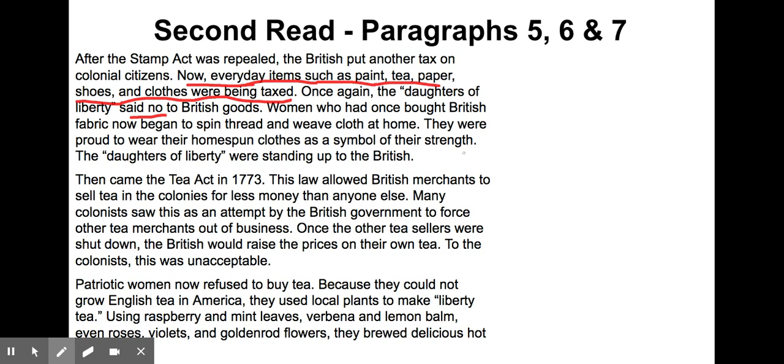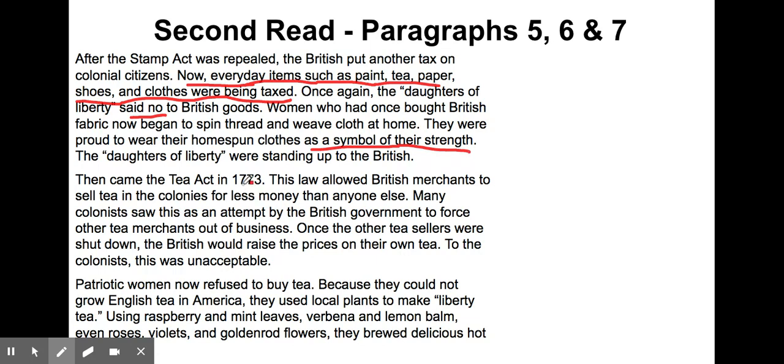Women who had once bought British fabric now began to spin thread and weave cloth at home. They were proud to wear their homespun clothes as a symbol of their strength. Whoa, okay. They were saying, like, this is what I'm going to use. I'm going to do it on my own. And by wearing this, I'm showing that I am strong and I'm going to fight against the British. The Daughters of Liberty were standing up to the British.